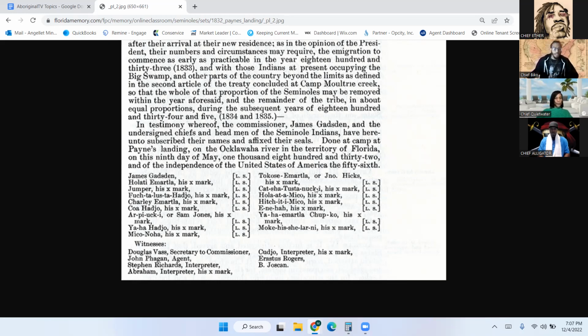You're going to see a lot of our ancestors, our chiefs, marking their names with X, and then a lot of just agents and interpreters, military people. So again, unlawful wars being waged on our people since these folks landed in America.